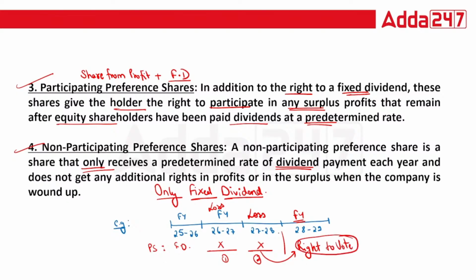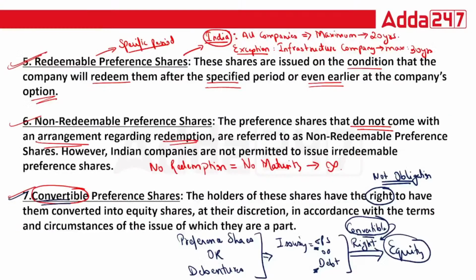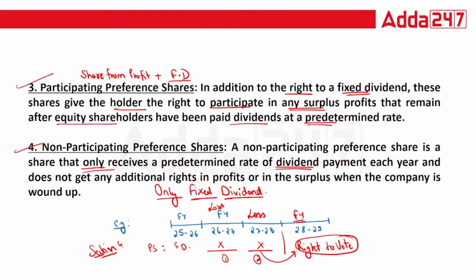This is what section 47 of the Companies Act talks about. This is your financial year, but remember this needs to be in a continuous manner.